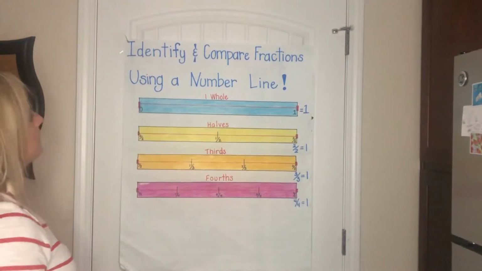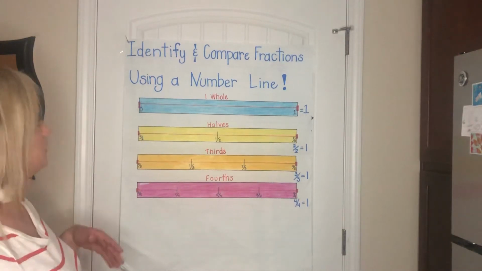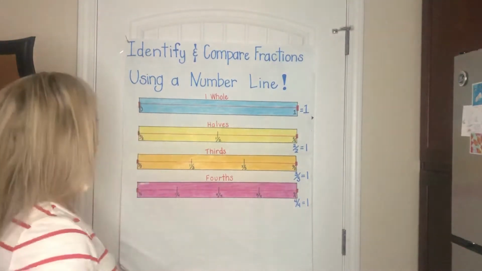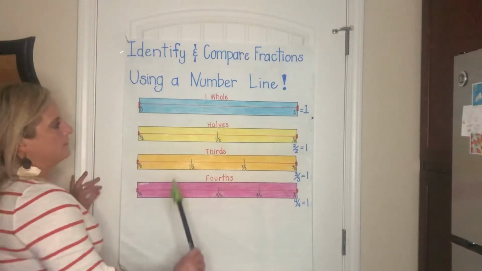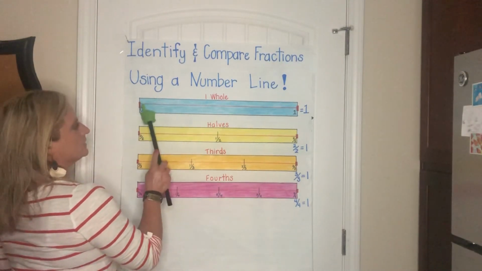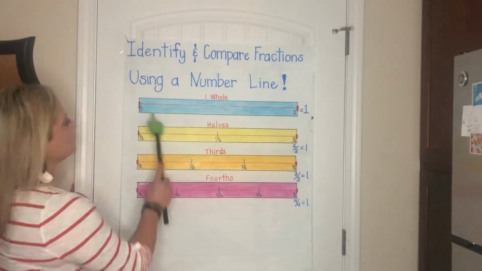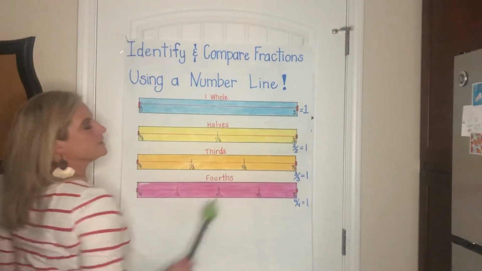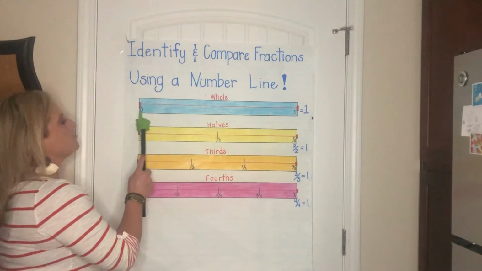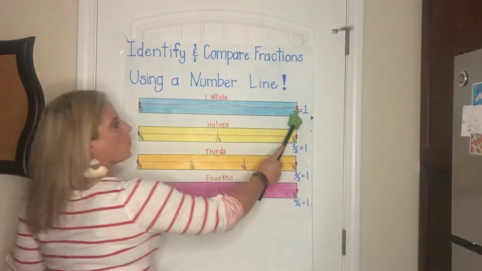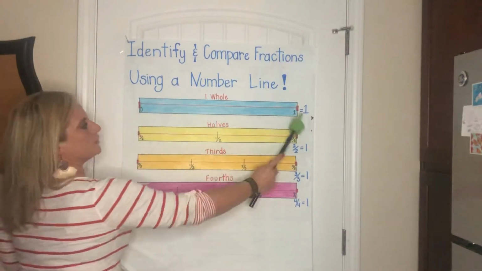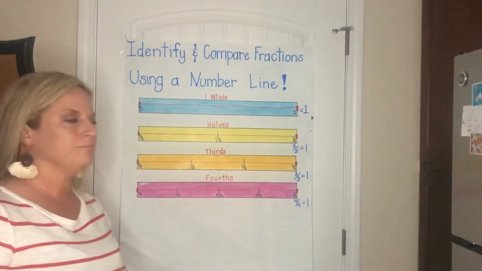So looking at identifying and comparing fractions on a number line, the number line is the orange, may look red, line. So this shows you one whole, okay? That's just one whole number line. And the number line goes from 0 to 1. Well, in between 0 and 1, that's where fractions come in.